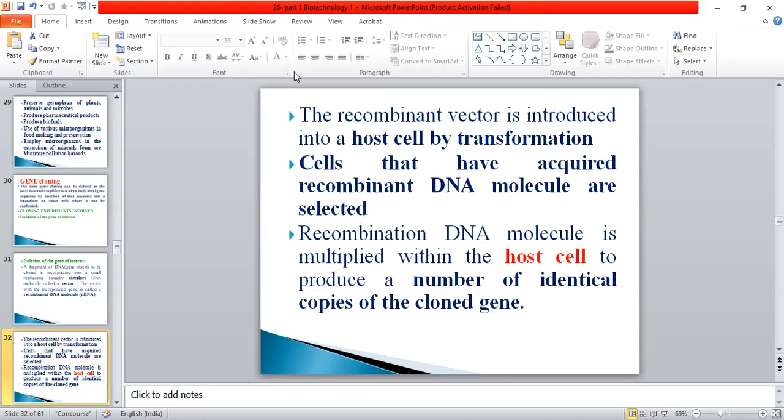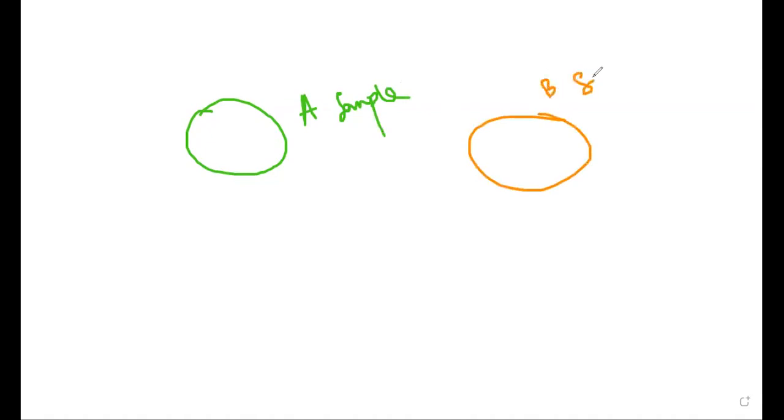Okay, I already showed it, but again I will repeat it for you. Consider a gene, again and again, a sample, otherwise called a strain. Another one is considered as B. So the B sample is there.